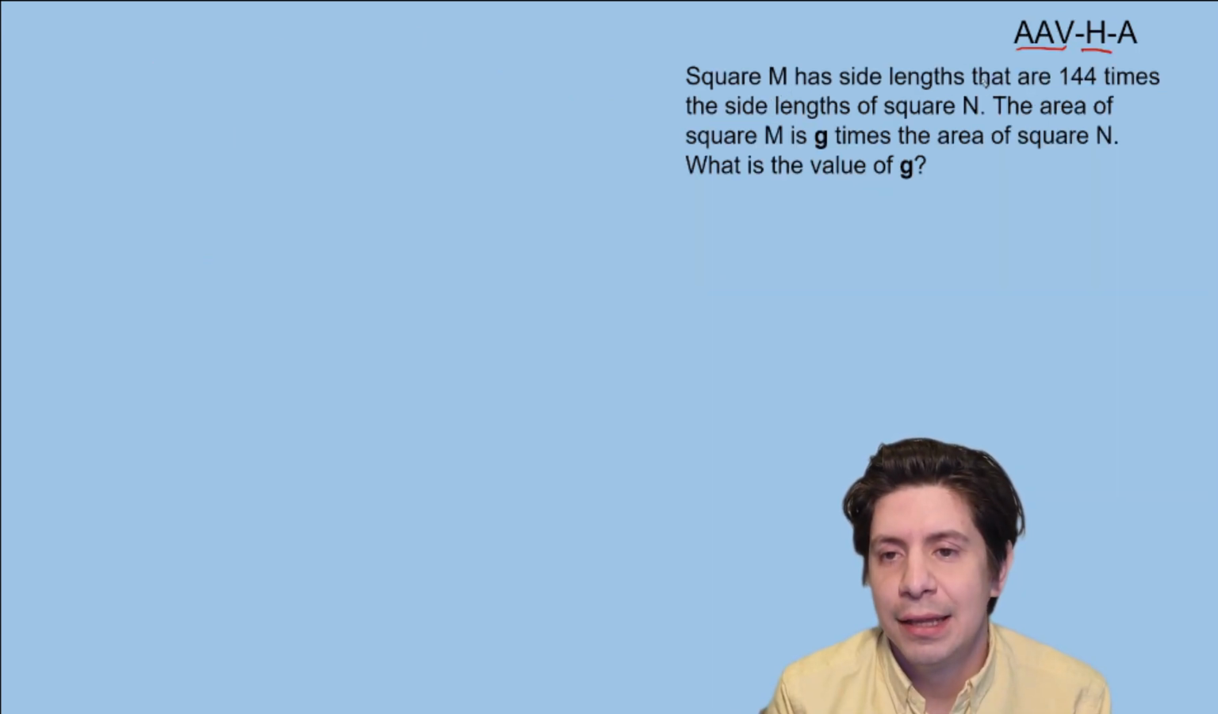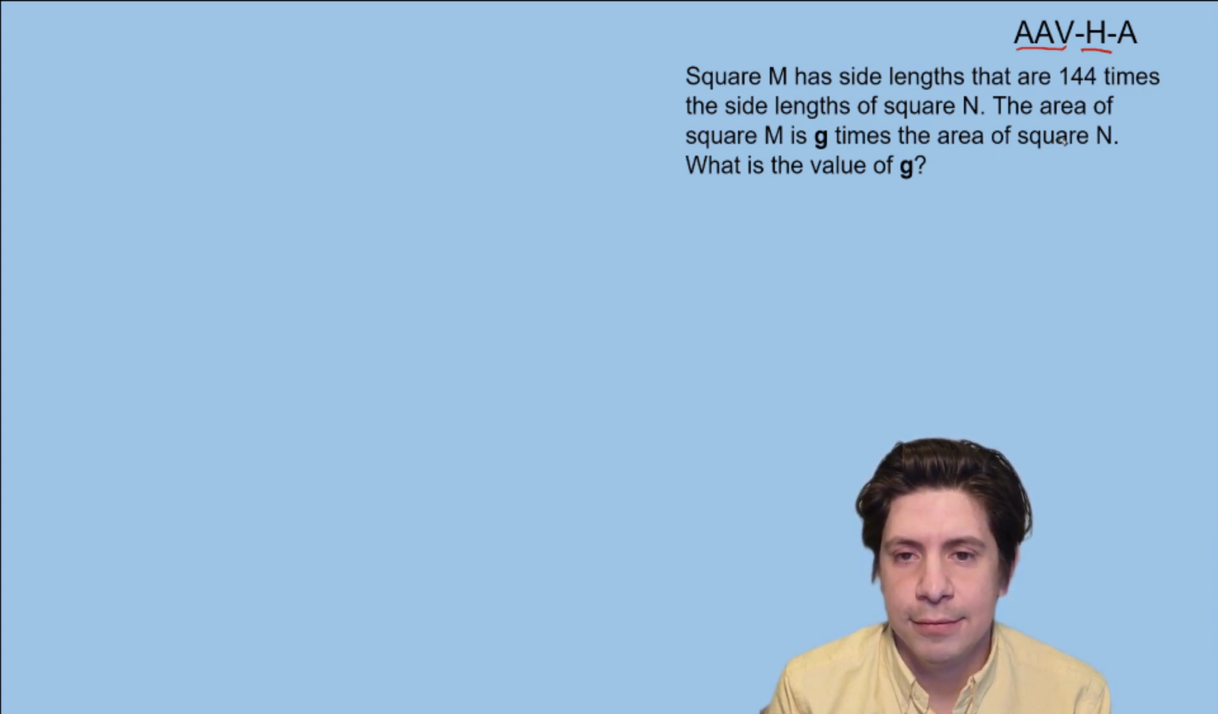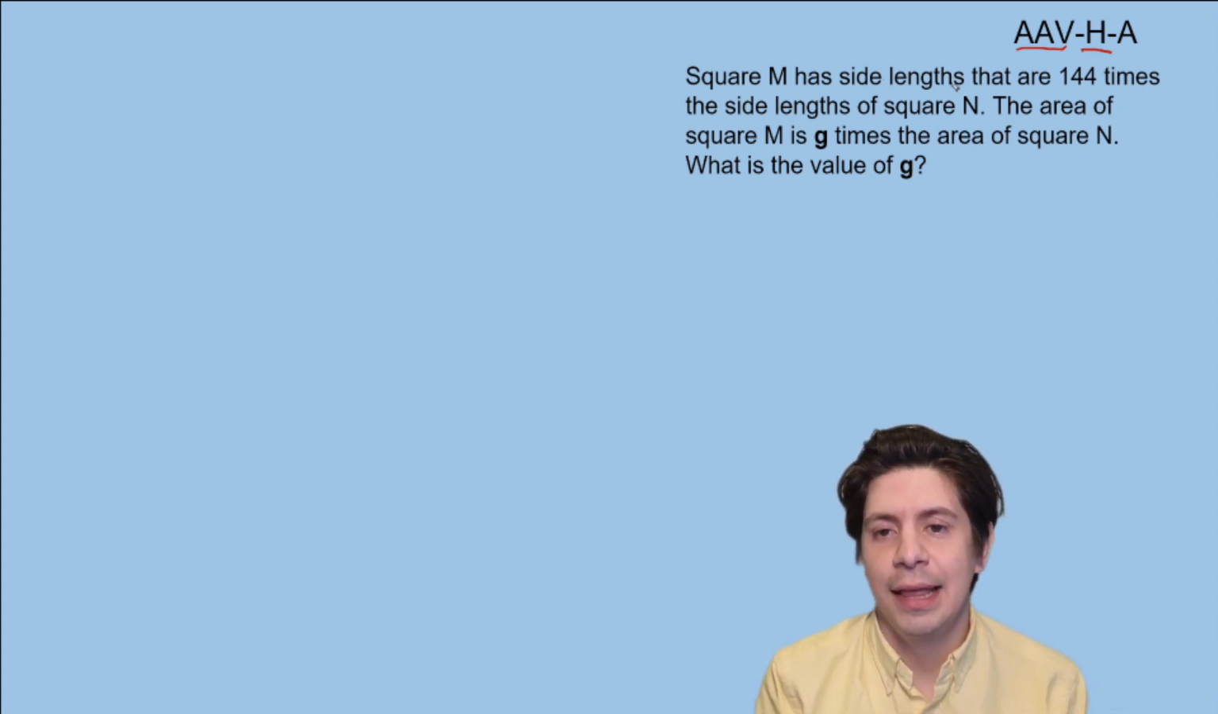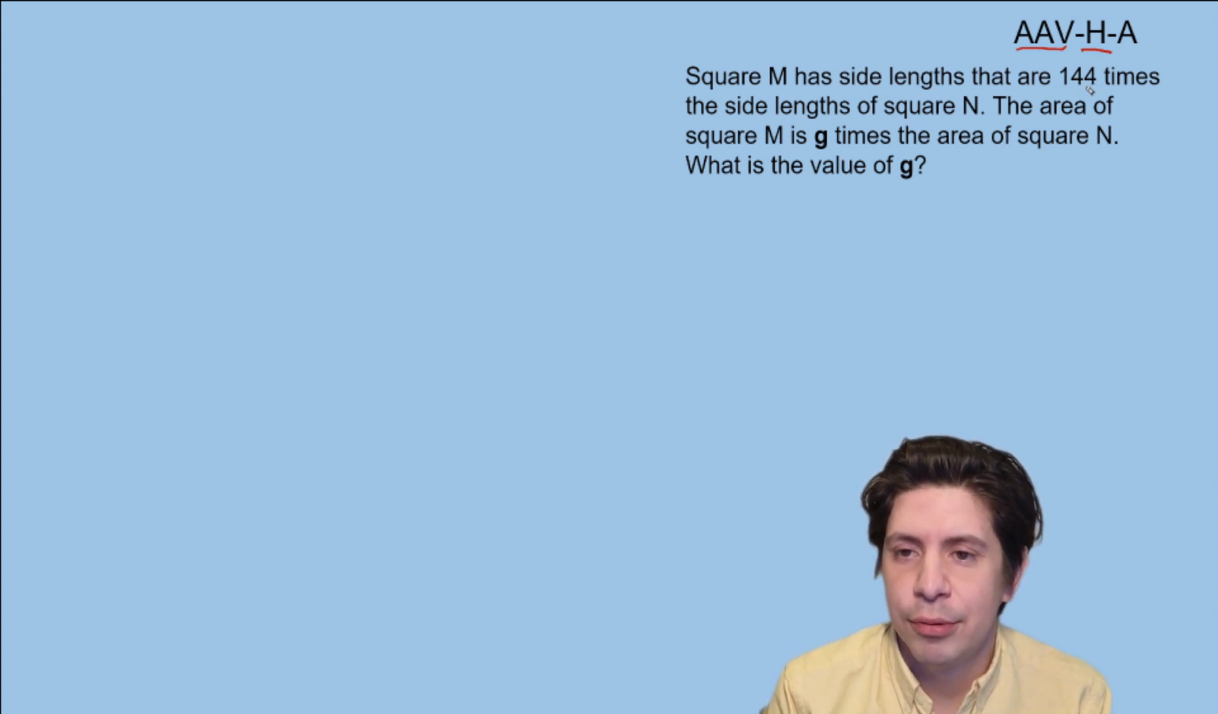Square M has side lengths that are 144 times the side lengths of square N. The area of square M is G times the area of square N. What is the value of G? So we don't know the actual values of the side lengths, and that's what makes it a little tricky, but it's all about proportions, right?